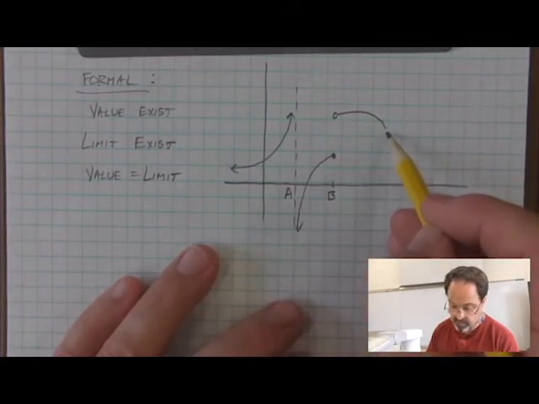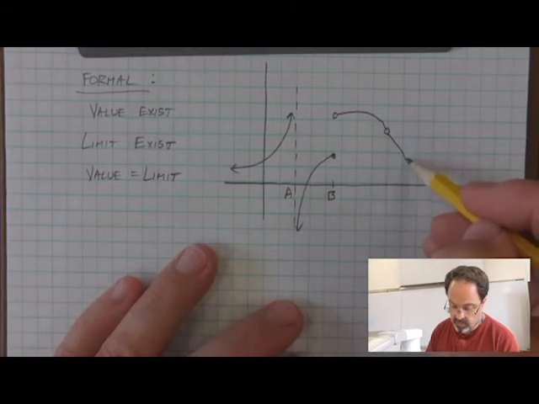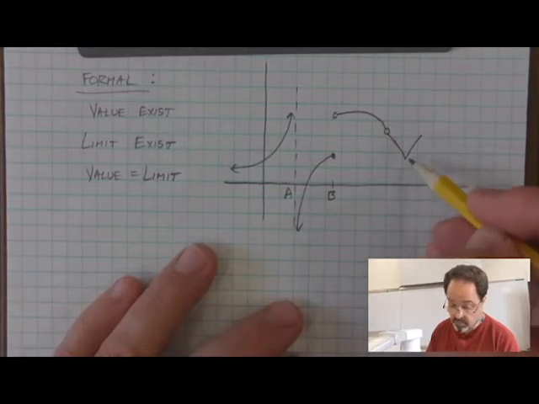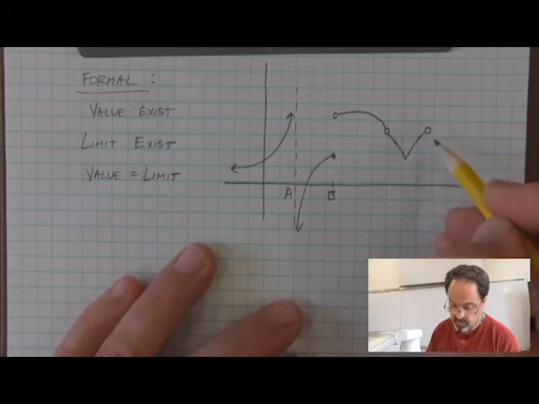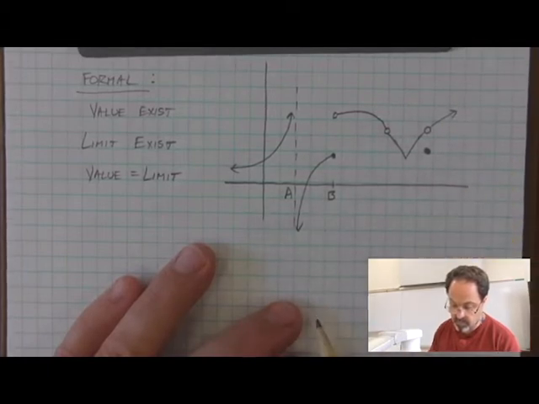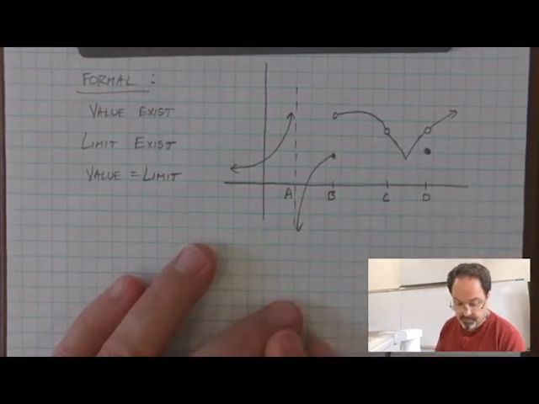We had to lift our pencil at a removable discontinuity in order to continue. We had a corner as a feature of the graph, which does not require lifting the pencil to draw, so there is no discontinuity at corners or cusps. And then we had another type of removable discontinuity where the function had a value somewhere else before continuing on. We'll give locations for these discontinuities C and D.